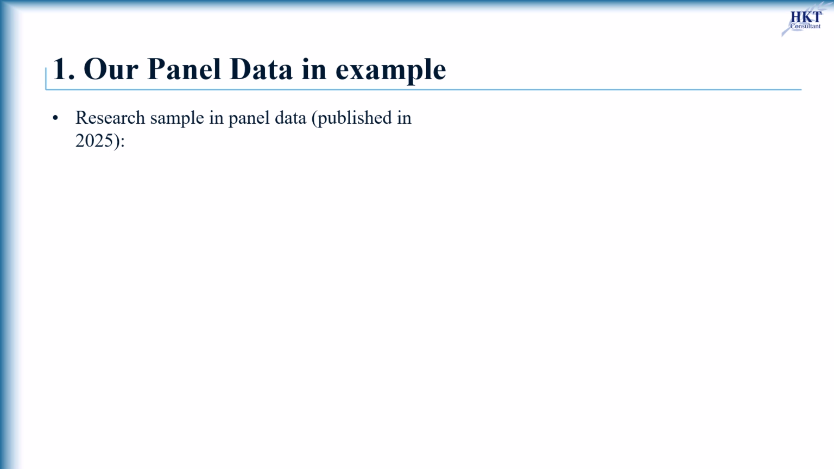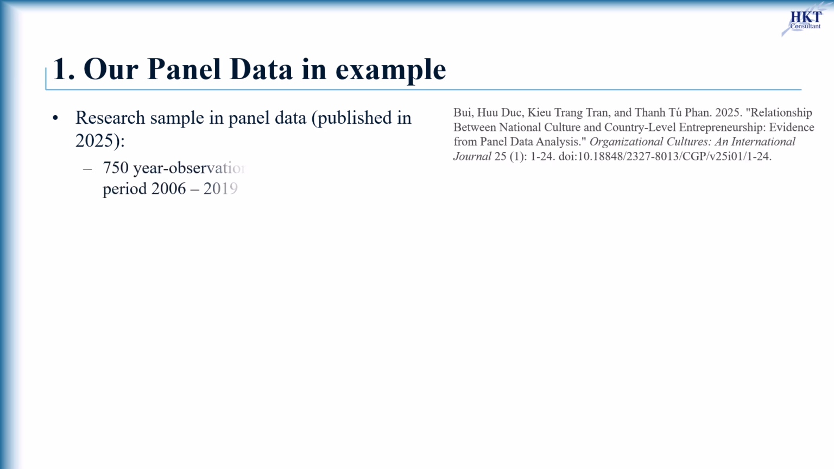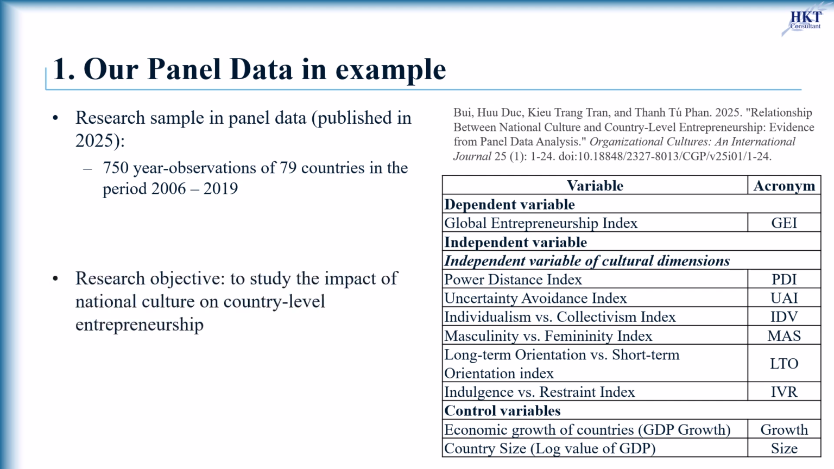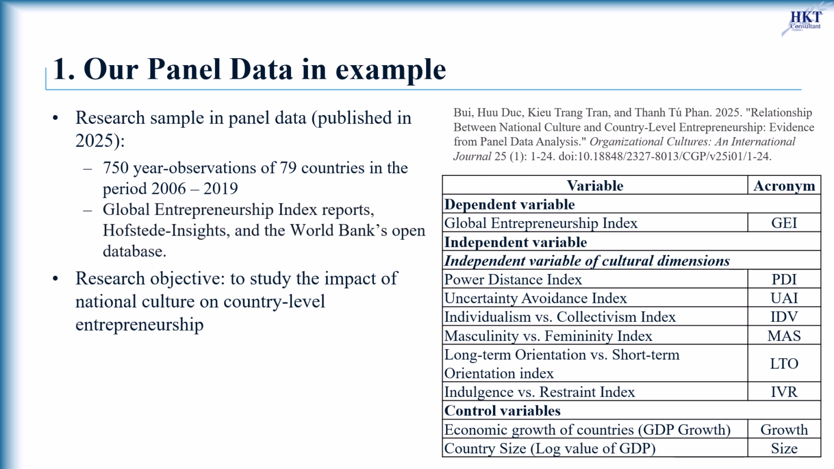In this video, we will demonstrate how to perform a pooled OLS regression, using our panel dataset, which includes 750-year observations, across 79 countries, over the period 2006 to 2019. Our research aims to examine the impact of national culture on country-level entrepreneurship. The data for this analysis were collected from the Global Entrepreneurship Index reports, Hofstede Insights, and the World Bank's Open Database.